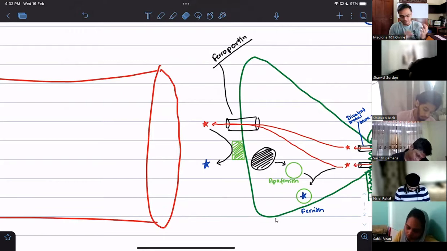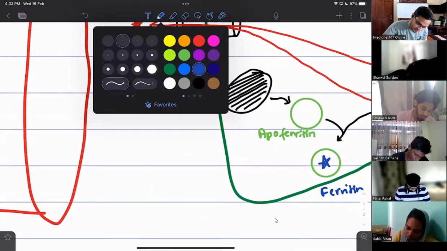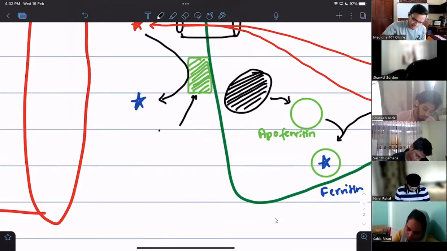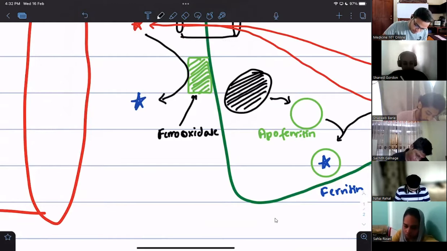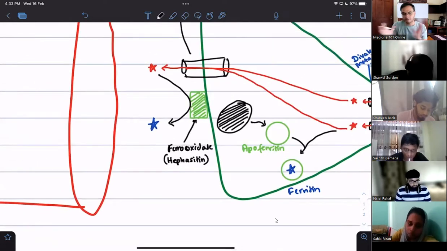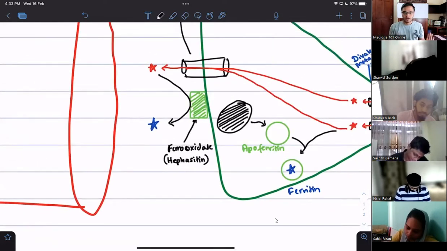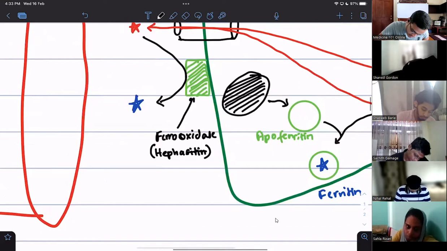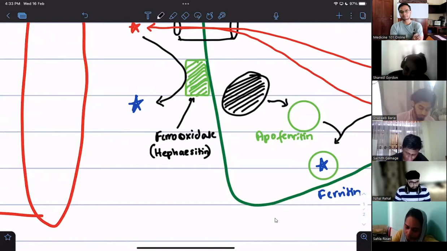If you want, there is another name, but it's not necessary for today's class. If you remember ferroxidase, that's enough. The proper name that they denote it by is hephaestin. Not very important. If you all remember ferroxidase, that's all I want you to know. Hephaestin, clear?